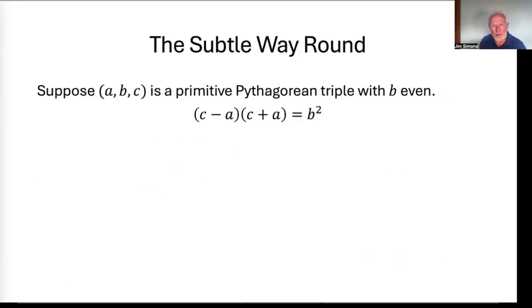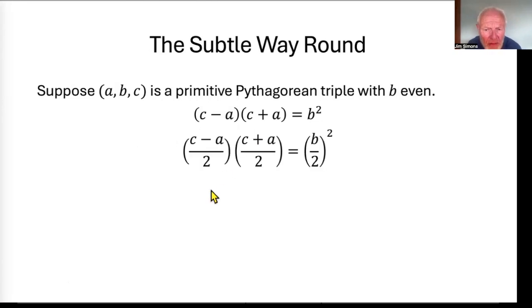Now the other way around, slightly subtler. So we start with the primitive Pythagorean triple with B even. So the Pythagorean triple condition can be expressed this way: c squared minus a squared equals b squared. Now, c and a are both odd, so c minus a and c plus a are even. So we can write that. B is even, of course. So these are now still both integers.